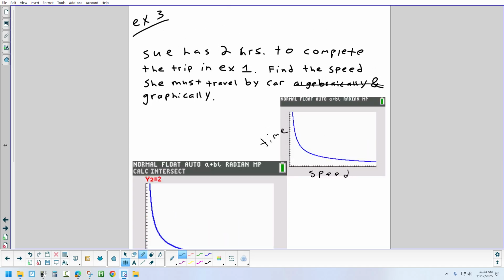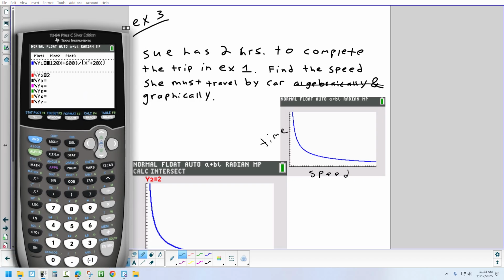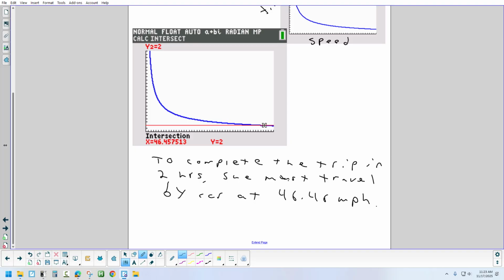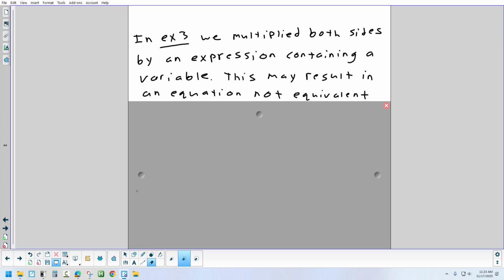So if they said, let's say she had 2 hours and 30 minutes to complete the trip, what would you put in y2? You're mixing units there. You'd have to put it in as 2.5, because there's no way to type in 2 hours and 30 minutes. It's got to be all hours. So don't mix units. All right, so let me just fix this.